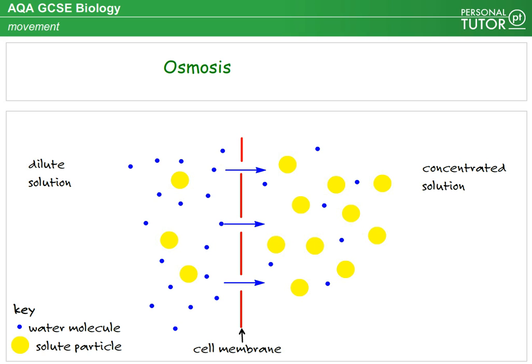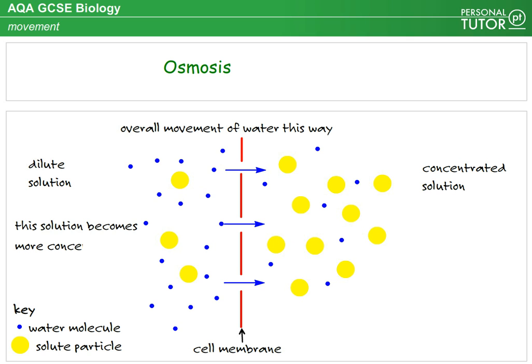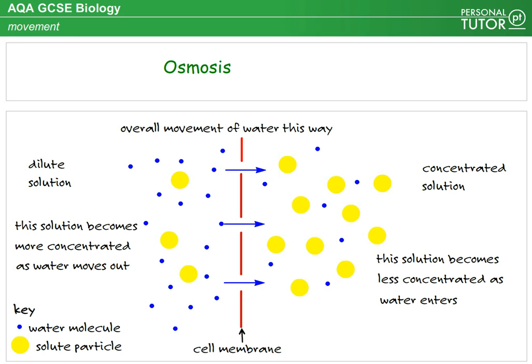Osmosis takes place because water molecules can easily pass through the cell membrane. Molecules like glucose are too large to pass through the tiny pores in the cell membrane. Here there is an overall movement of water from the left to the right. The solution on the left becomes more concentrated as water moves out. The solution on the right becomes less concentrated as water enters.